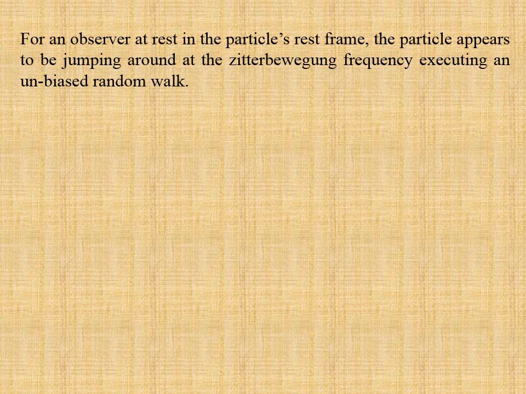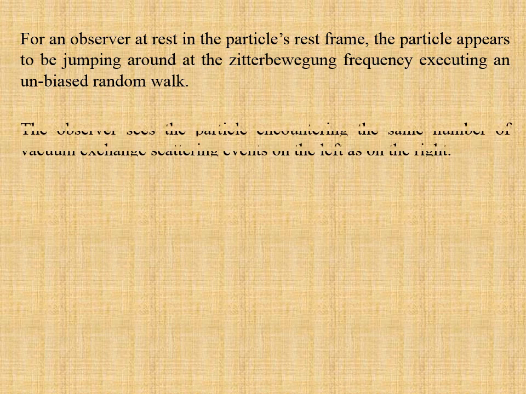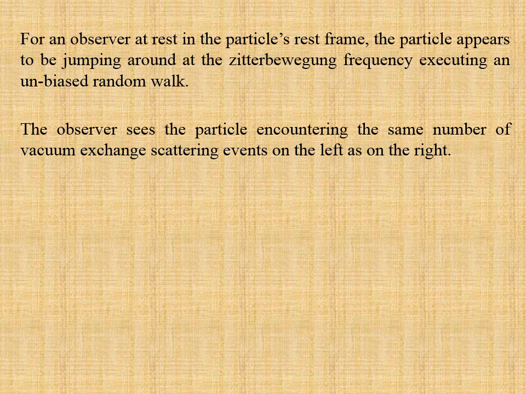Consider a test particle and two observers, one traveling with the particle and one moving at speed v relative to the particle. For an observer at rest in the particle's rest frame, the particle appears to be jumping around at the Zitterbewegung frequency, executing an unbiased random walk. The observer would have to see the particle encountering the same number of vacuum exchange scattering events in any given direction as in the opposite direction.